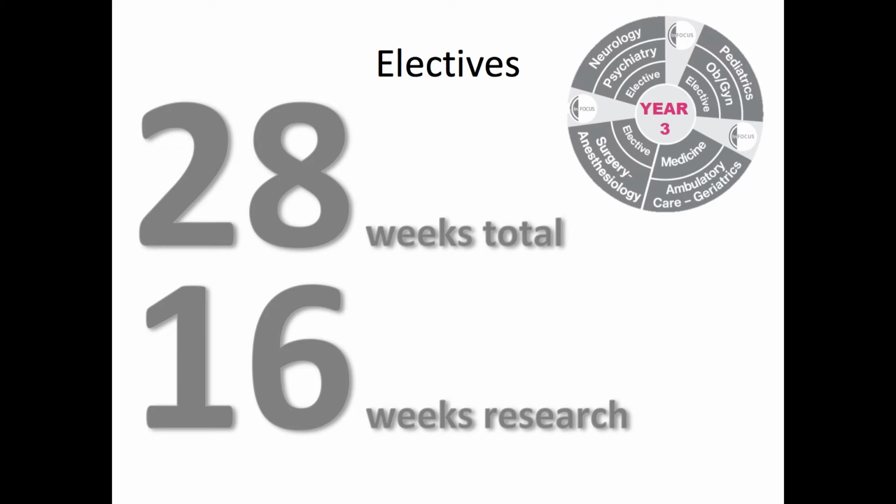Electives are important, so there are a total of 28 weeks of elective time during the clinical years in years 3 and 4. You are allowed to take up to 16 weeks of that for research. That's how you're able to delay your entry to third year, by taking up to 3 months of elective at that time, but you can also use the elective time embedded within the different clerkships.